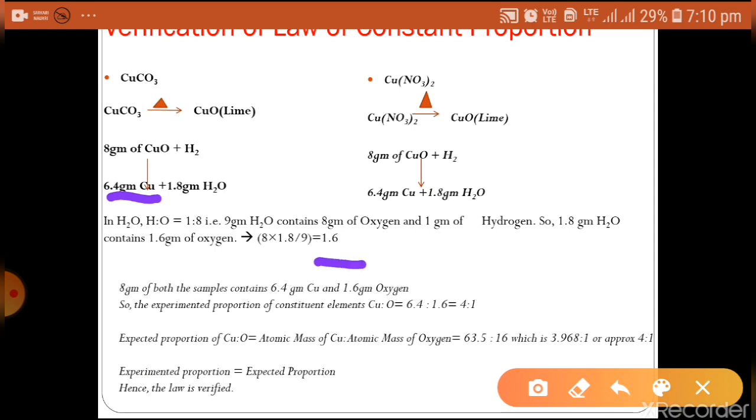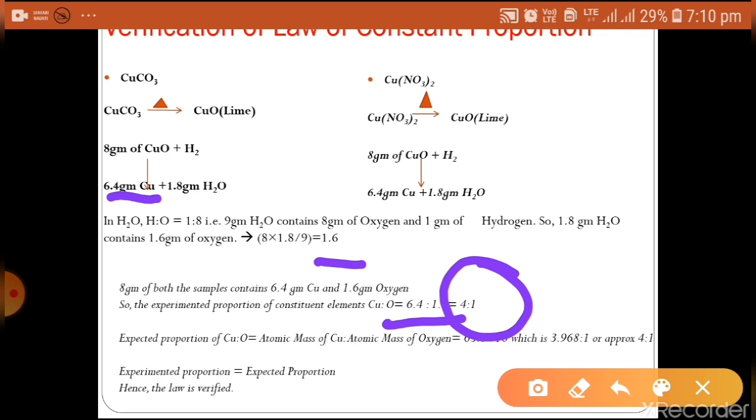So you can compare the ratio of copper and oxygen, that is 6.4 to 1.6. So the simplest ratio is coming out to be 4:1. So the experimental ratio we have calculated, that is copper to oxygen, is 6.4:1.6, means the simplest ratio is 4:1.